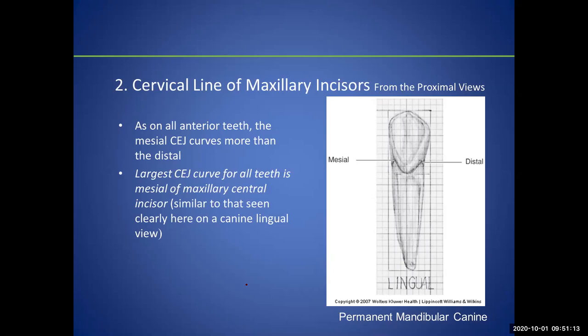But as on all anterior teeth, the mesial CEJ curves more than the distal. On all teeth. Sometimes it's more significant than others. The largest CEJ curve of all teeth is the mesial of the maxillary central incisors. Test question. The largest CEJ curve of all teeth is mesial of the maxillary central incisors.